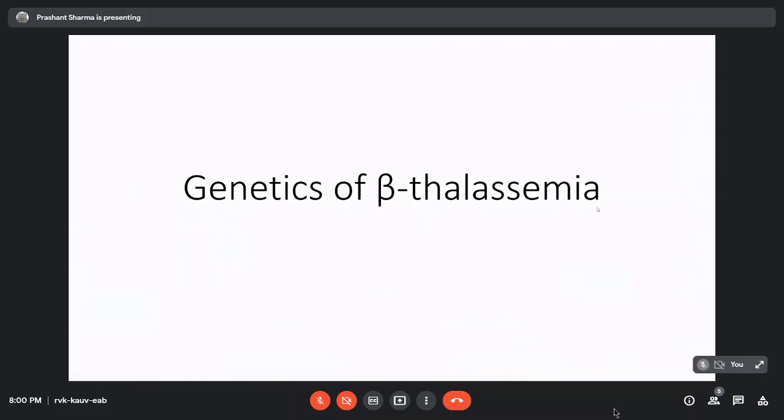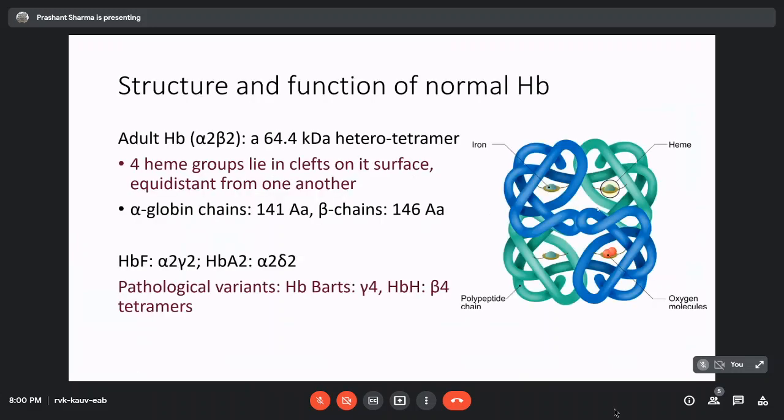Thank you very much. So moving on to the genetics of beta thalassemia, let's first start with the normal hemoglobin. As we know, the adult hemoglobin is a tetramer of alpha 2 beta 2 chains, and that's why we call it a heterotetramer. It has four heme groups that lie in clefts on its surface, and these are equidistant from each other, and there's a single plane of symmetry across this globin. The alpha globin chains are composed of 141 amino acids, and the beta globin chains are composed of 146 amino acids.